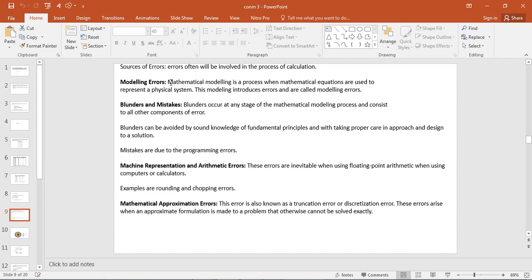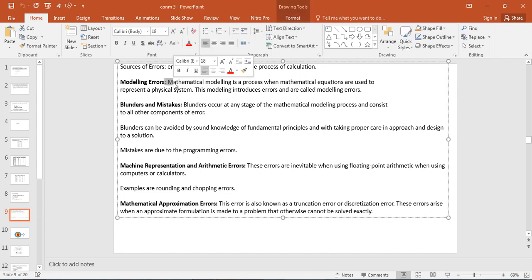As I have told you, physical phenomena will be modeled in mathematical modeling. While doing that mathematical modeling, knowingly or unknowingly we will be introducing certain errors. All the physical phenomena cannot be accurately modeled, so we have to take approximations, and because we are taking approximations, that is going to introduce errors. So anytime we introduce approximations, we are going to introduce errors.